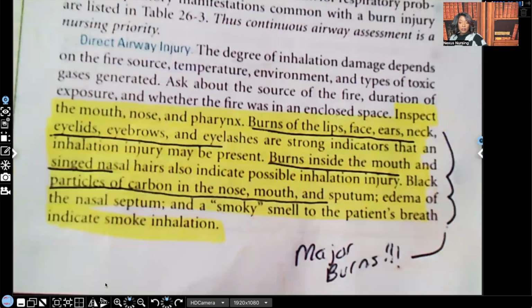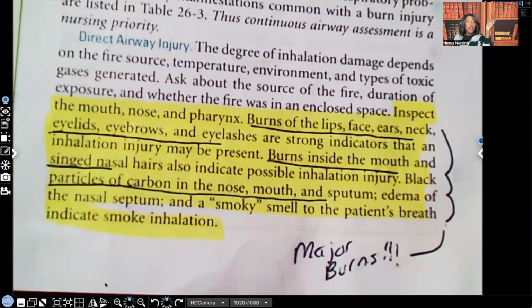Let's look at what this says. It says inspect the mouth, nose, and pharynx. Burns on the lips, face, ears, neck, eyelids, eyebrows, and eyelashes are strong indicators that inhalation injury has been present. That's why if the patient has any of those type of burns, that's considered what?